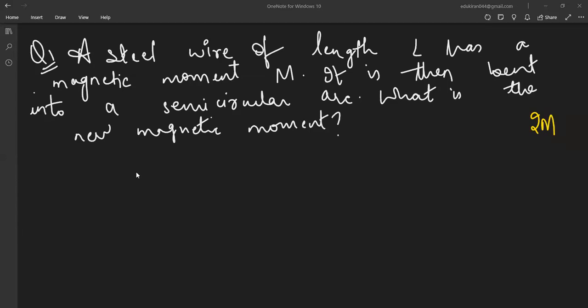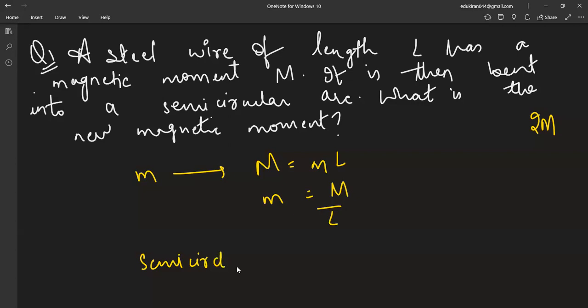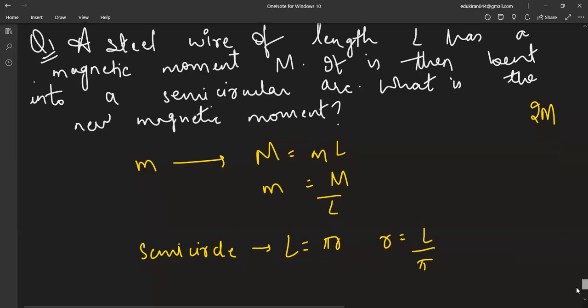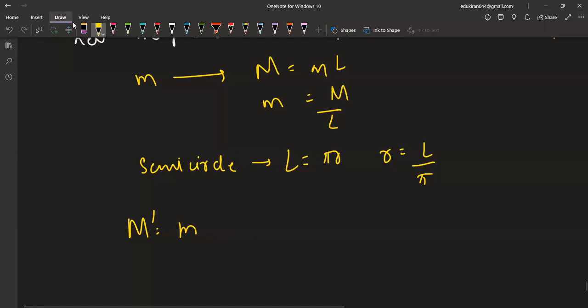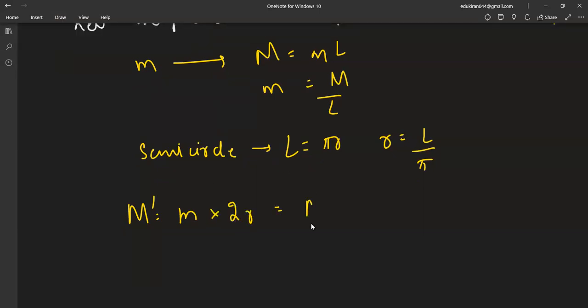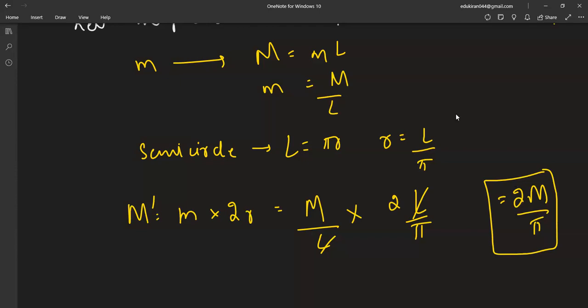See, if m is the pole strength, then m is equal to ml, so the pole strength per unit length becomes m by l. If it is bent in the form of a semicircle, then length is pi r, so r becomes l by pi. So the new magnetic moment is m by l into 2r, where r is l by pi. So the answer is 2m by pi, not just 2m. Clear? Yes, ma'am. Note it down quickly.